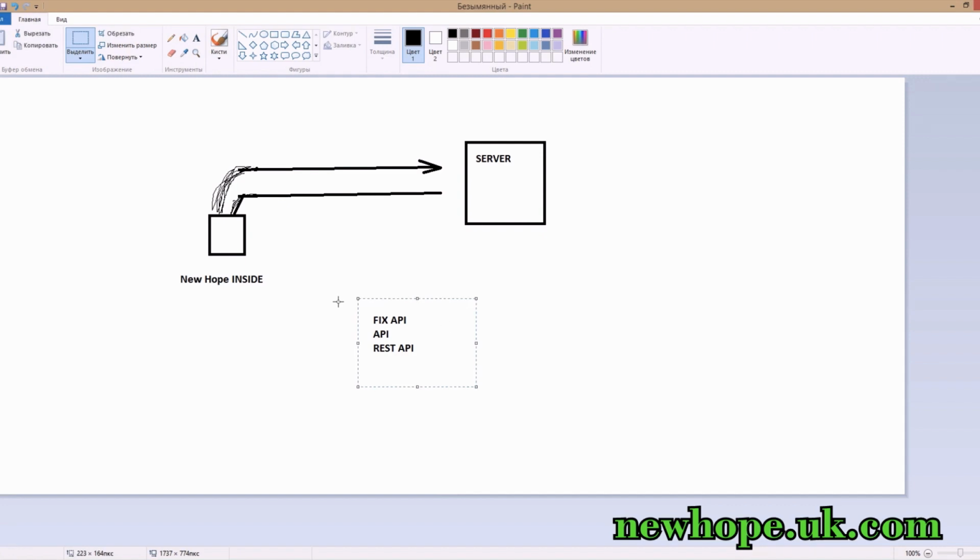This is an open group of protocols. That is New Hope Inside MetaTrader 4 and 5, and it is a closed group. A question has been asked, and I will reply to it now. Why does New Hope Inside cost that much? People believe that a program of this kind should cost as much as an ordinary robot for MetaTrader 4.